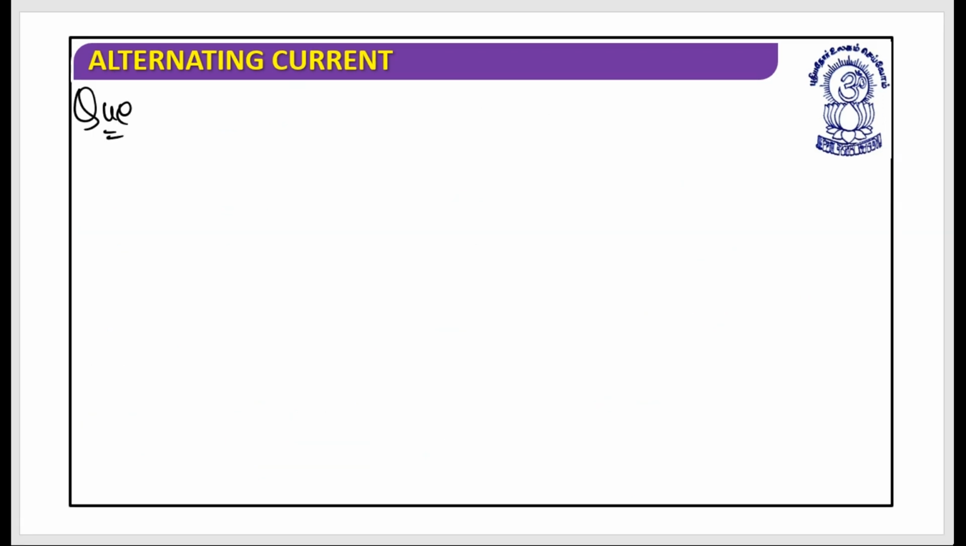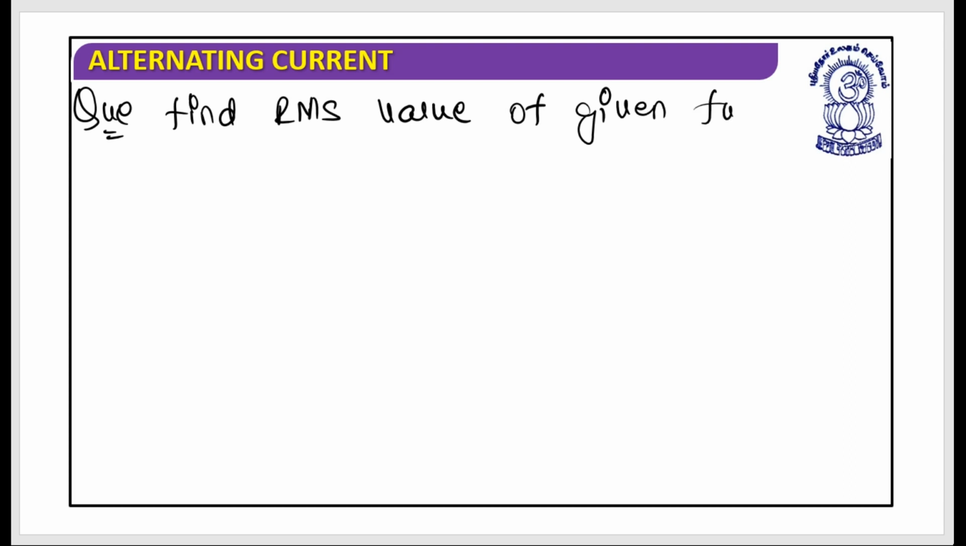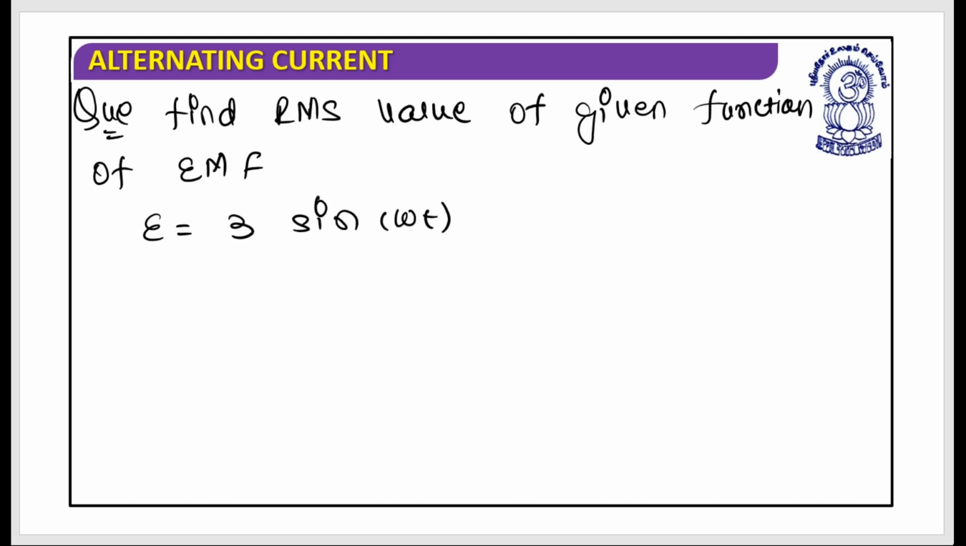Let's look at this question. Suppose the question says: find the RMS value of the given function of EMF. Let's say the data is E equals 3 sine omega t plus 4 cos omega t.